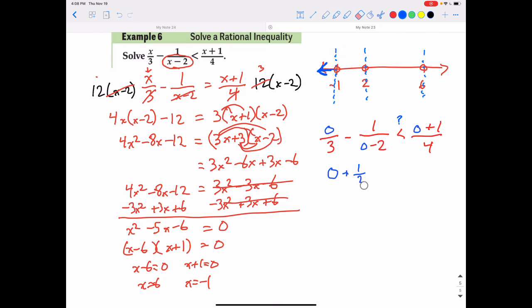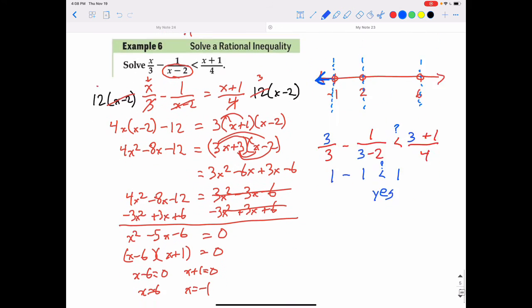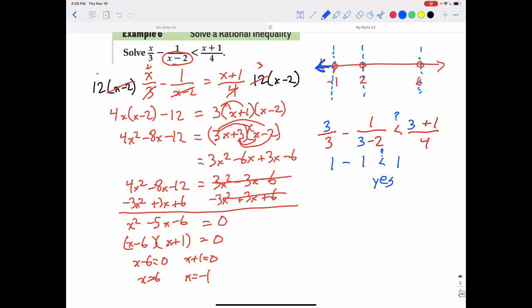And then we do it again. This time we pick a number between 2 and 6. I think what I'm going to use is 3 this time. So I'd have 3/3 minus 1 over 3 minus 2. Is that less than 3 plus 1 over 4? Well, 3/3 is 1. Minus 1 over 3 minus 2, that would be 1/1, which is also 1. Is that less than 3 plus 1, which is 4? 4/4 is 1. So is 1 minus 1 less than 1? Well, that is a yes. So I will shade in between 2 and 6.